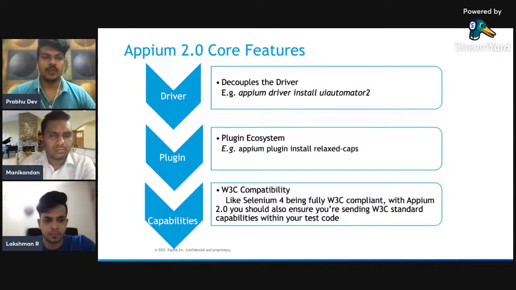Earlier in 1.x, when we installed Appium, it would install in a bundle format. It would pull all the drivers, and we couldn't ignore them. But here, we can download the specific driver version that the user needs to perform their tests on the particular platform.